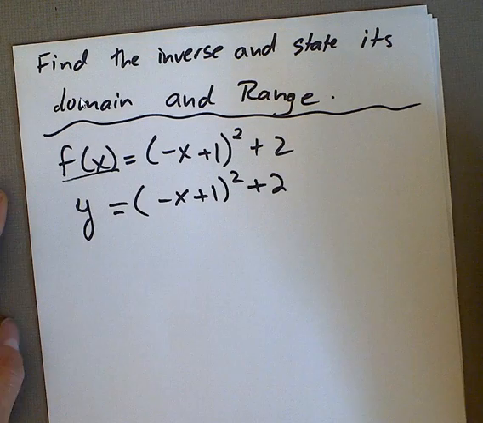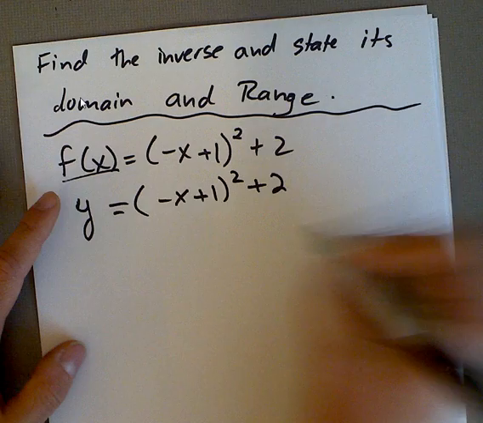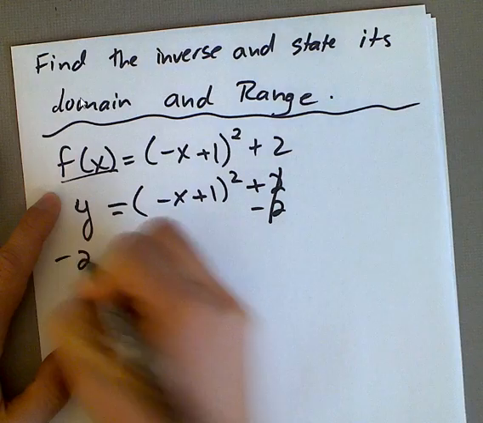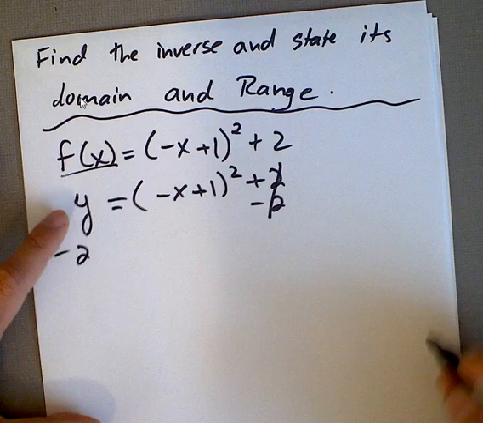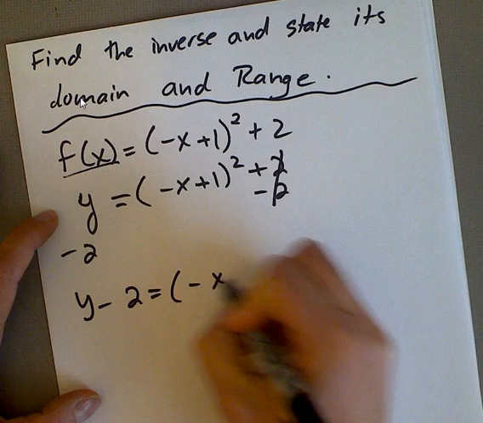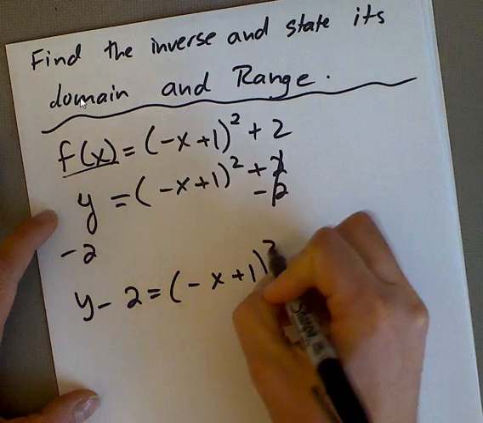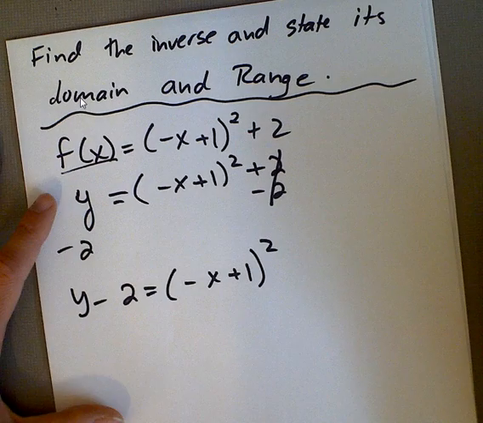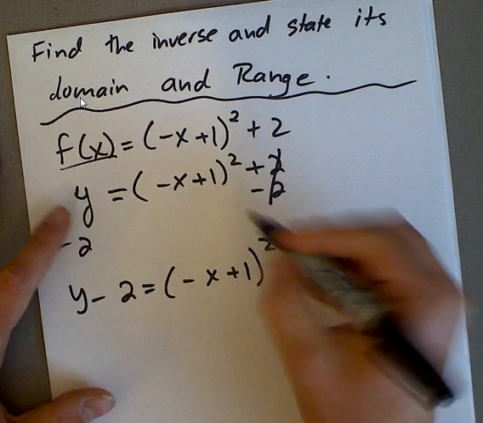Let's start by getting rid of the constant on the right side. So we'll subtract 2, cancel that out, and do the same thing on the other side. And that gives us y minus 2 equal to negative x plus 1 squared. And before we get rid of anything inside the parentheses, we have to get rid of the squared.